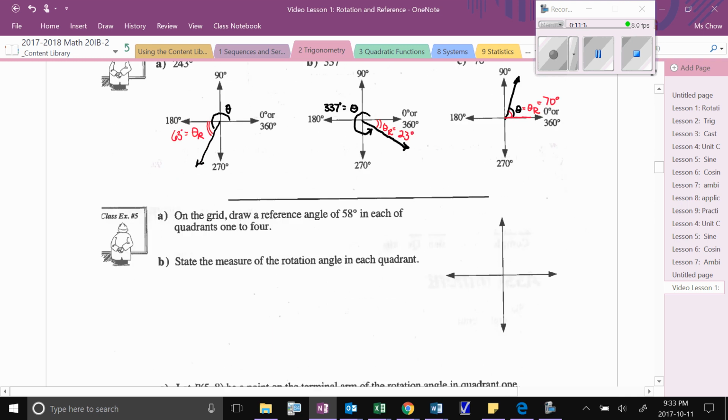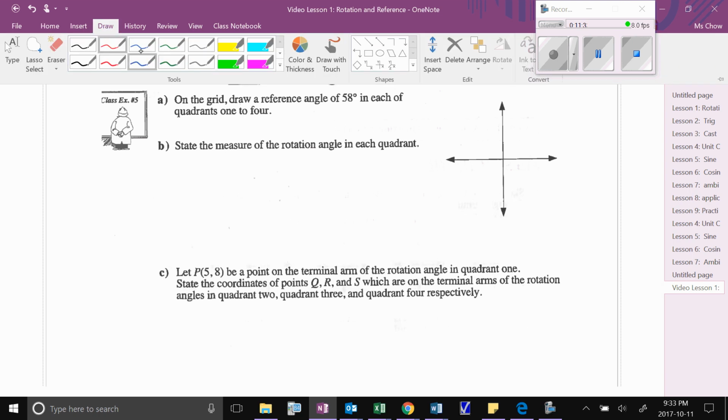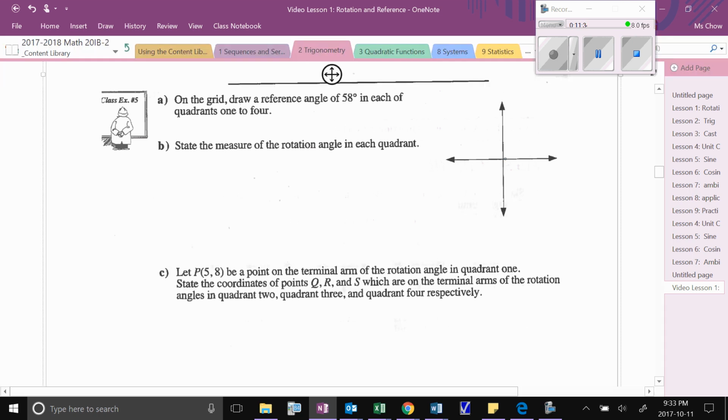Okay, so taking a look at class example number 5, we can draw a reference angle of 58 degrees in each of quadrants 1 to 4. So if we take a look here, 58 degrees, so close to 60 degrees. So it's about 2/3 of the way. And so there's 58 degrees.